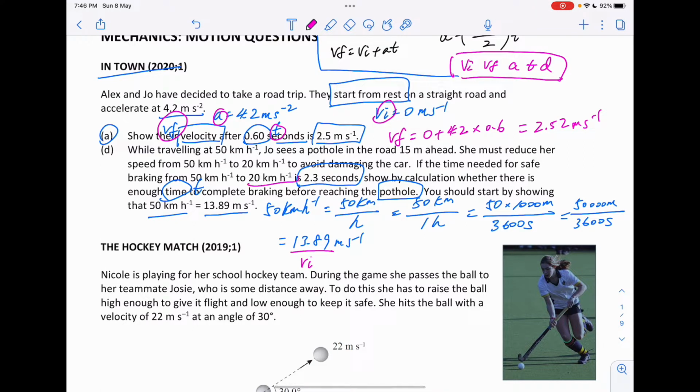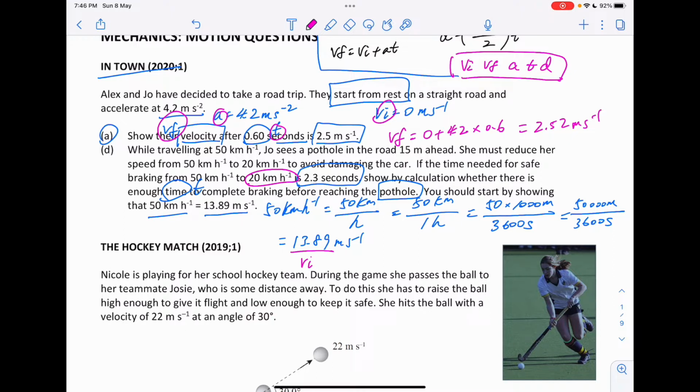And that's our VF, because we're looking for how much time it takes for the speed to decrease from VI to VF, from 13.89 to VF. So the VF here is 20 kilometers per hour. Do know that there are different units, so we have to change 20 kilometers per hour to meters per second as well.